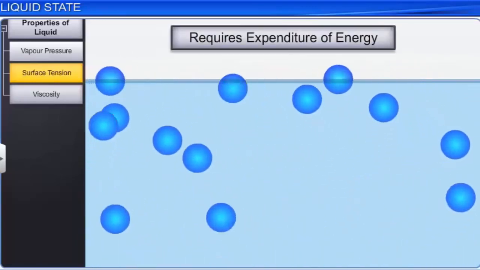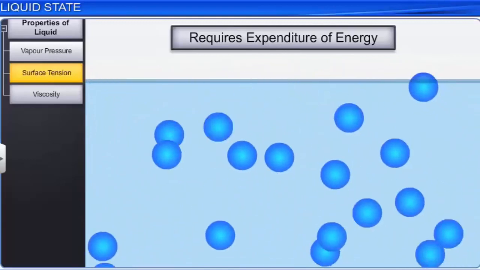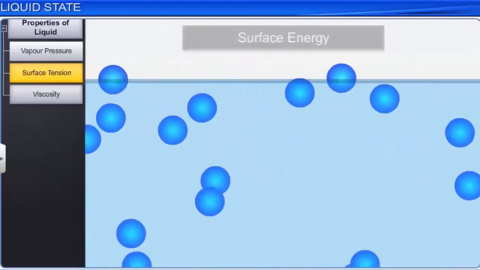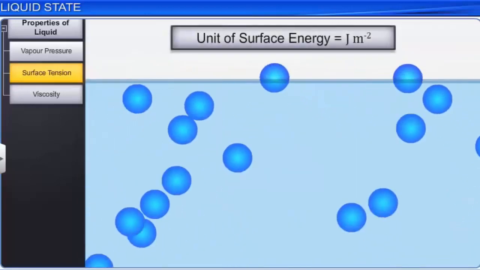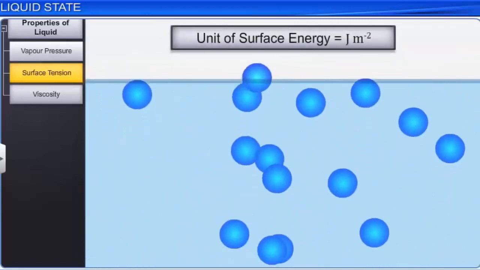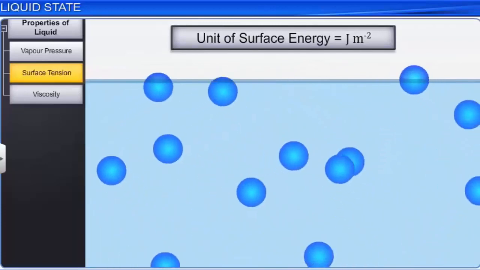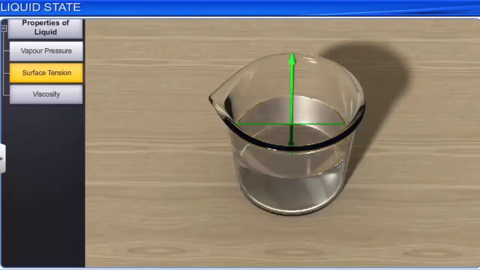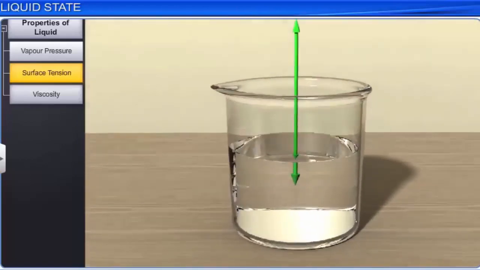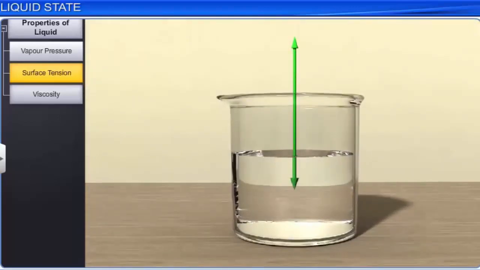The units of surface energy are joule per meter square. Surface tension may be defined as the force acting per unit length perpendicular to the line drawn on the surface of the liquid. It is denoted by gamma and is measured in kilogram per second squared. Its SI unit is Newton per meter.